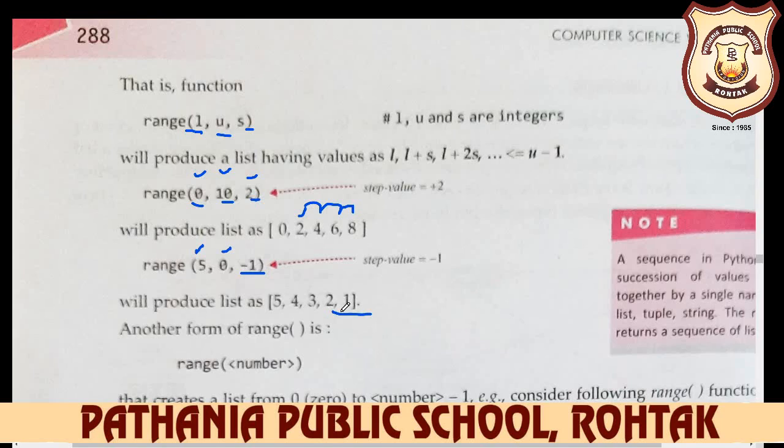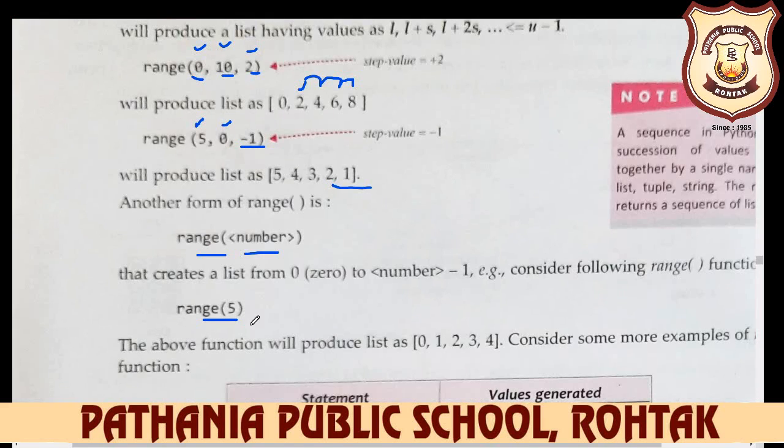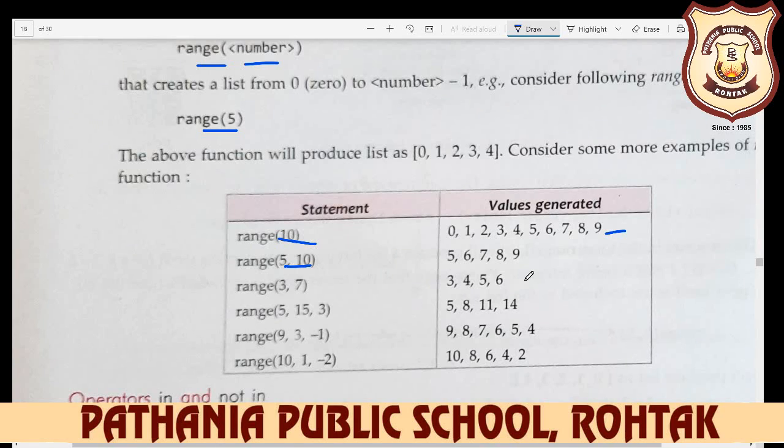Another form of range is to just write down range and a number. So here you write down 5, and automatically it displays 0 to 4. Another example: if you write range 10, it displays 0 to 9. If you write 5 and 10, the initial value is 5 and the maximum is 10, so it increments by 1: it writes 5 6 7 8 9.